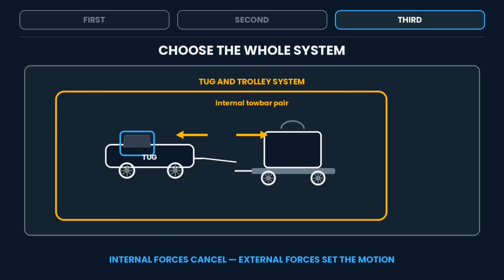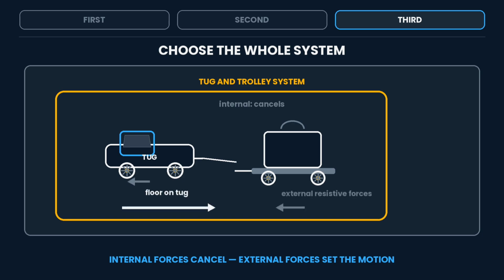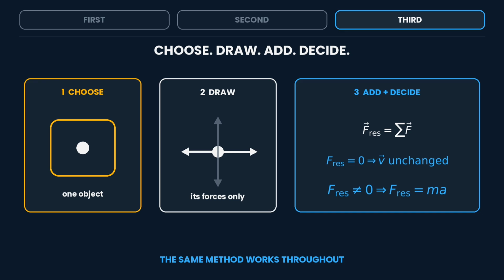Now choose the tug and trolley together as one system. The towbar forces are internal and cancel each other. The external force from the floor is greater than the external resistive forces, so the complete system has a forward resultant and accelerates. The method is the same throughout.